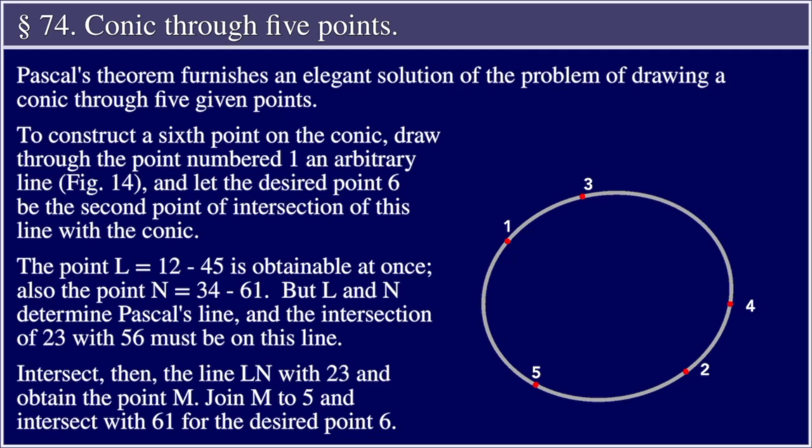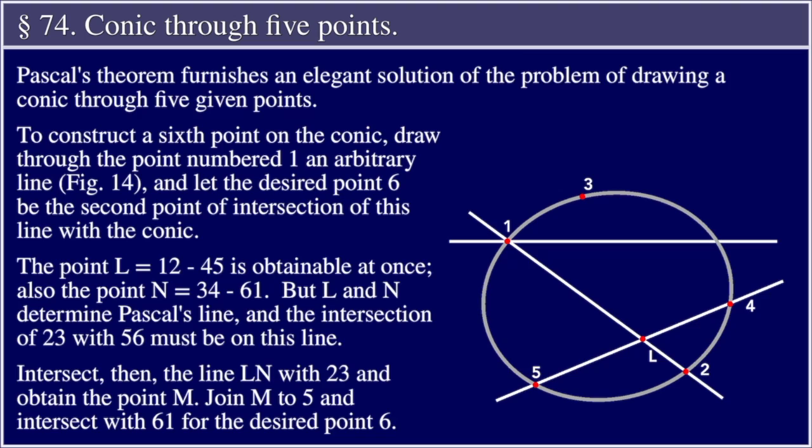To construct a 6th point on the conic, draw through the point numbered 1 an arbitrary line, figure 14, and let the desired point 6 be the second point of intersection of this line with the conic. The point L, the intersection of 1,2 with 4,5, is obtainable at once. And also the point N, the intersection of 3,4 with 6,1.